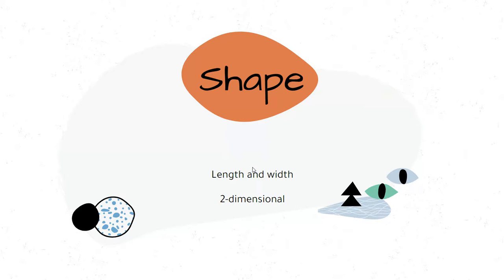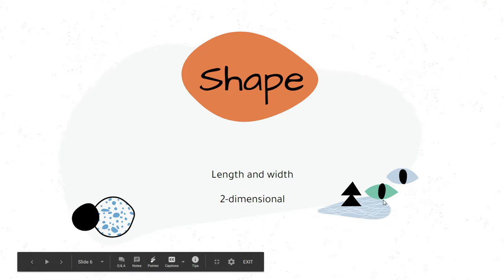Moving on, the next element that we'll talk about will be shape. Shape has length and width, just like the shapes in this imagery. That just means that it's two-dimensional and flat.